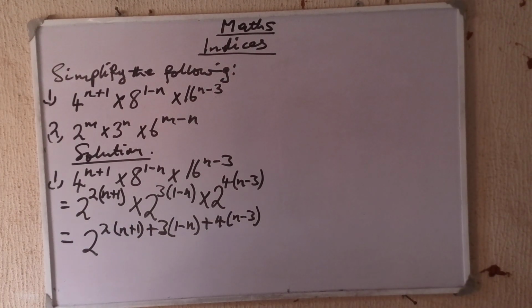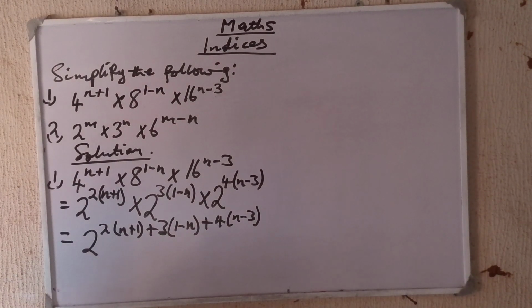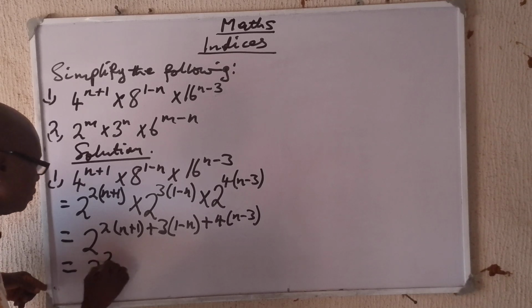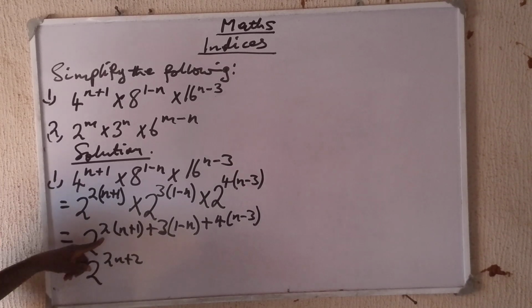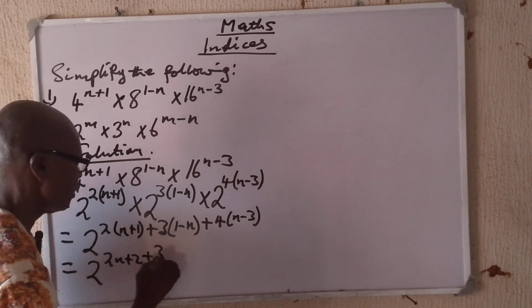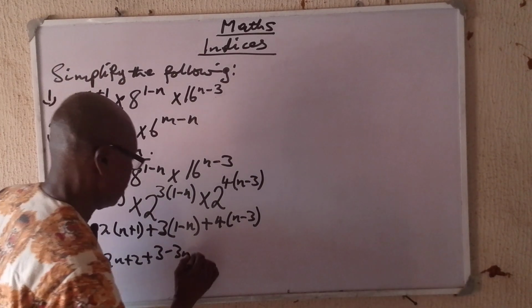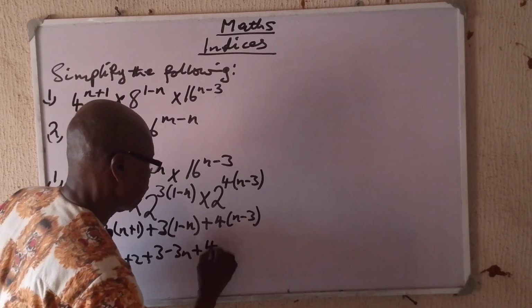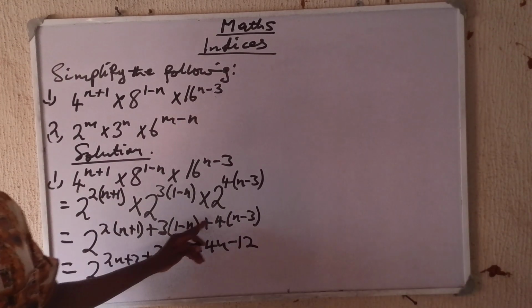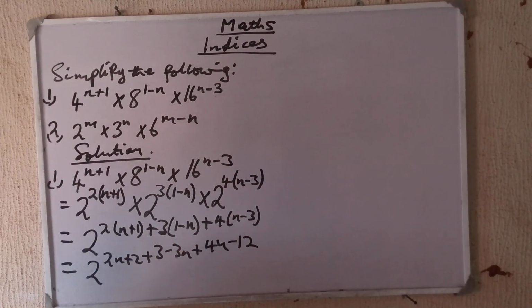And then we move on by opening the brackets and simplifying further. That will give us 2 raised to power 2n plus 2 from this one, plus 3 minus 3n from this bracket, plus 4n minus 12. Because if you open the bracket here, you have 4 times n, 4 times minus 3.